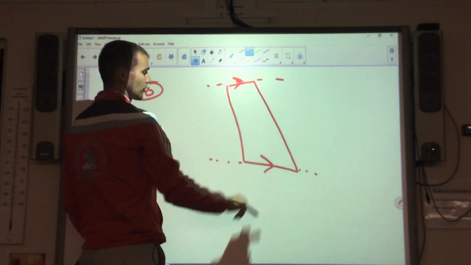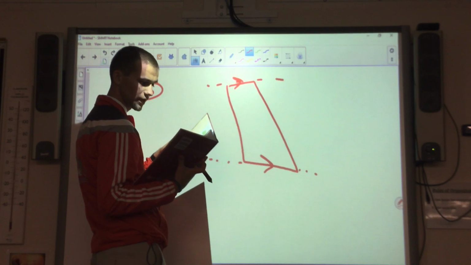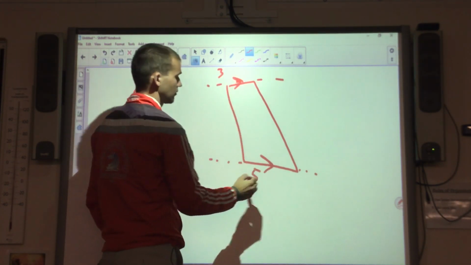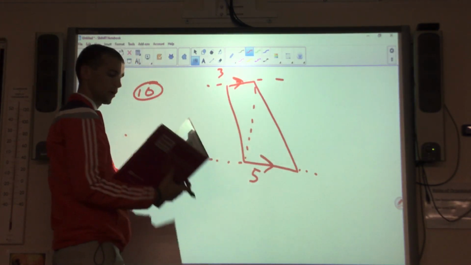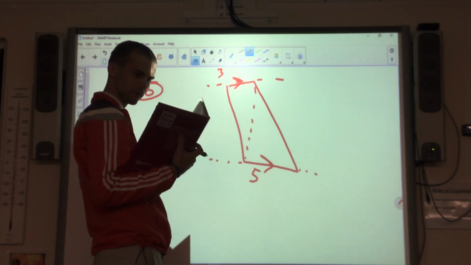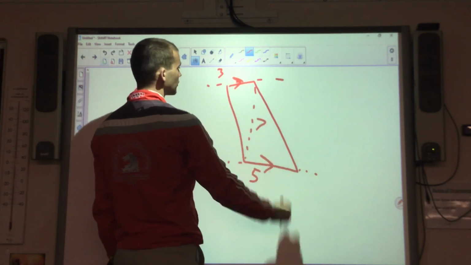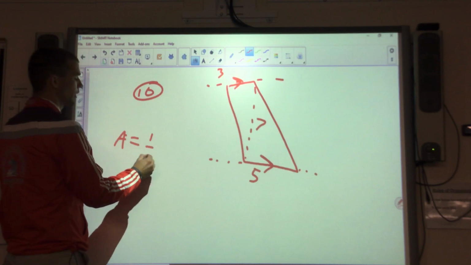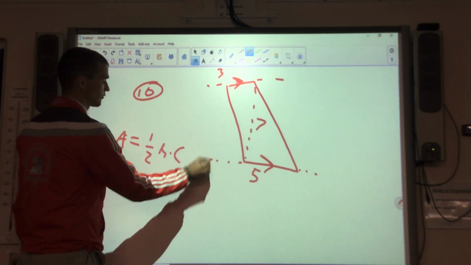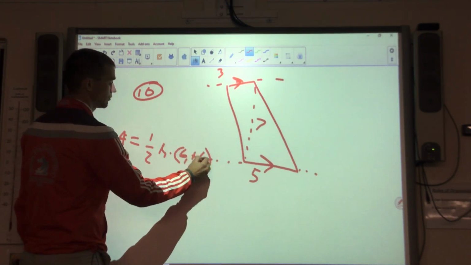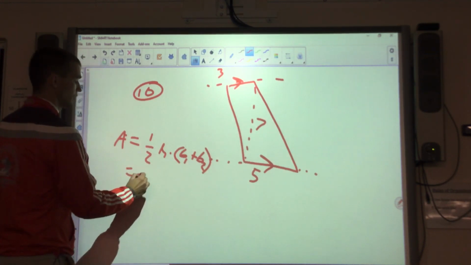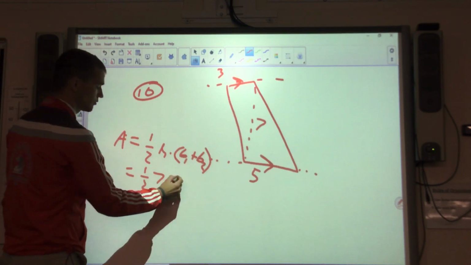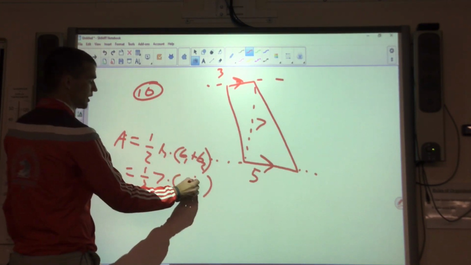So that means these are your bases, and the top one is 3, the bottom one is 5. Then you just count the grid numbers that go up: 1, 2, 3, 4, 5, 6, 7. Again, you go back to that formula. Area equals 1/2 height times base 1 plus base 2. 1/2, the height is 7. Base 1 is 3, base 2 is 5. 3 plus 5 is 8.